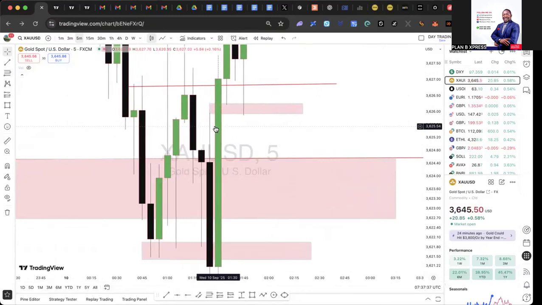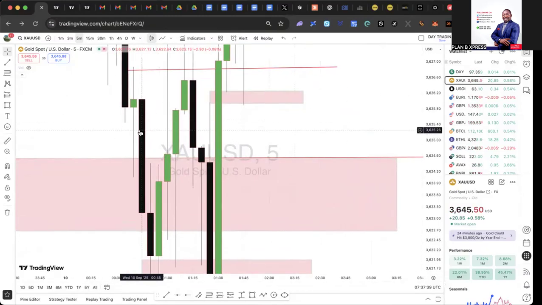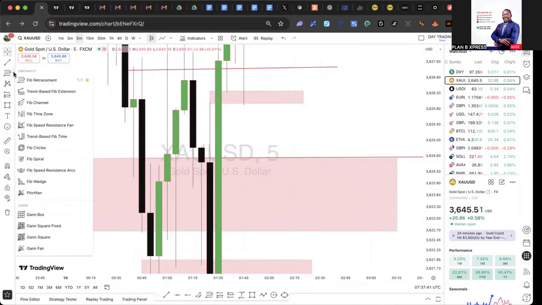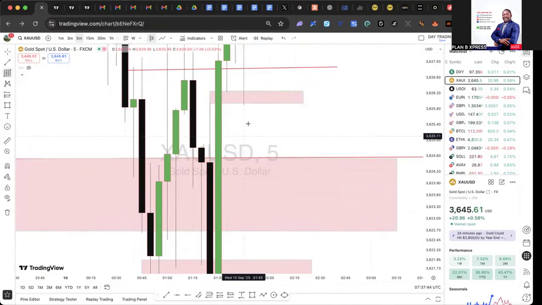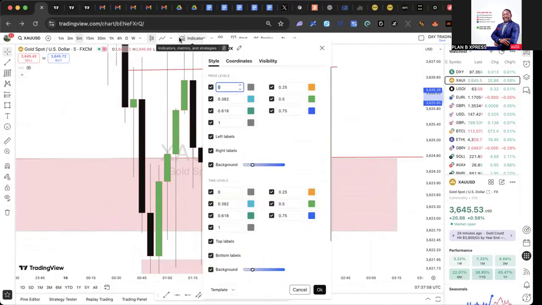Now, I told you the pattern in which I enter my trade in a gap. How do I enter? I'm going to take my gap box, and I will mark it from the high to the low of that gap. Okay, so let me edit this gap box. All right, so here, you know what? I only need this. I don't need this. I only need 0, 0.5, and 1.